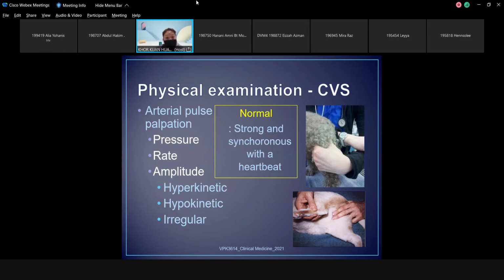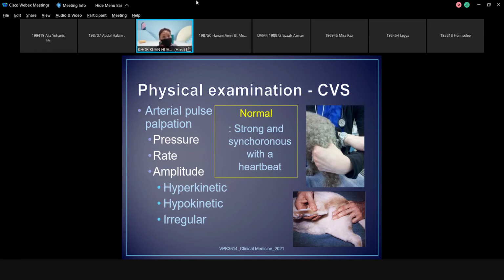So amplitude means: is it hyperkinetic, is it hypokinetic, or is it regular? Hyperkinetic, when you feel the pulse, is like bounding. It's so easy to feel. You don't have to do anything, you can feel the pulse already. Hypokinetic is like, where is the pulse? I can't feel it. Then you get another person. I think I feel it, but it's very, very faint, I can't really feel it. That's what hypokinetic means.